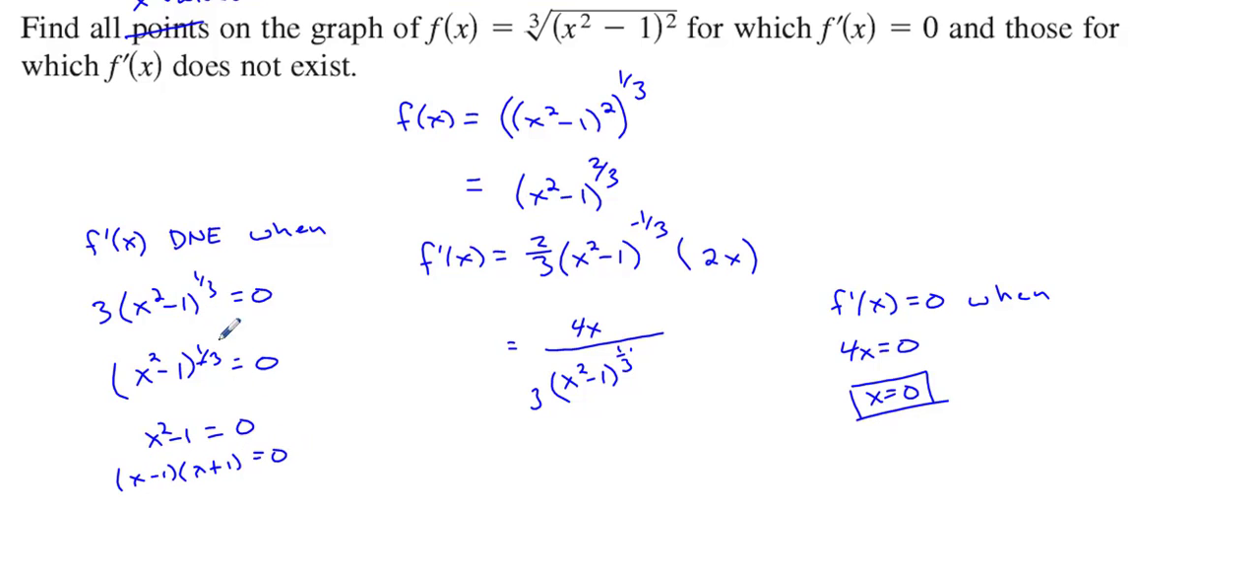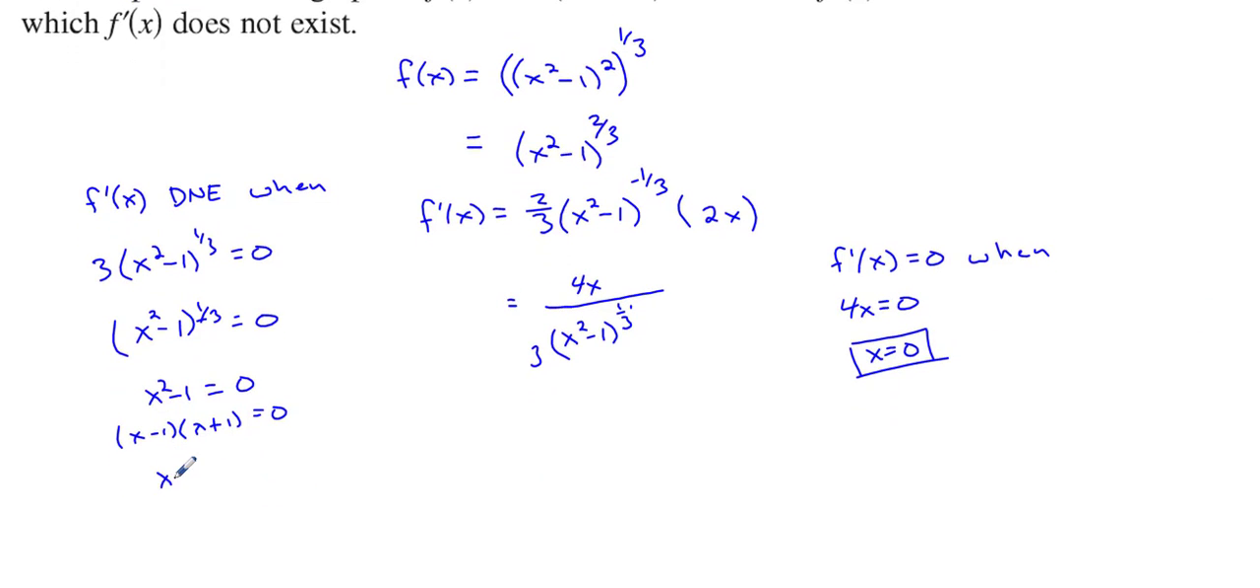But honestly, we should be able to avoid some of these steps by identifying, okay, that's the difference of squares. If this is 0, the cube root of 0 is going to be 0, times 3 is 0 too. It's okay to pass up some of this math. It's all right. You should not have to show all that work. Okay, so we get x equals negative 1 and x equals 1 when the derivative does not exist.